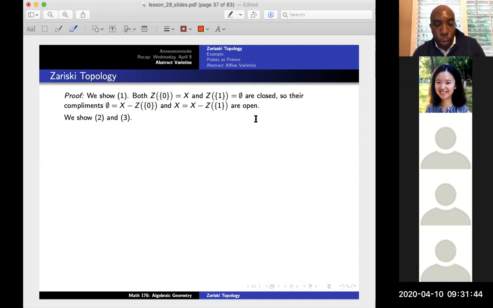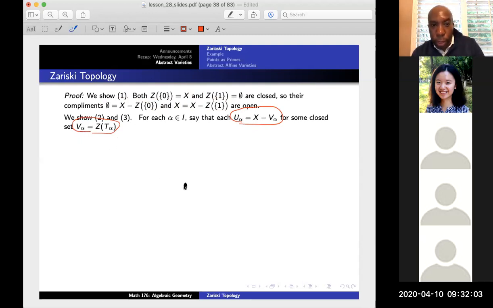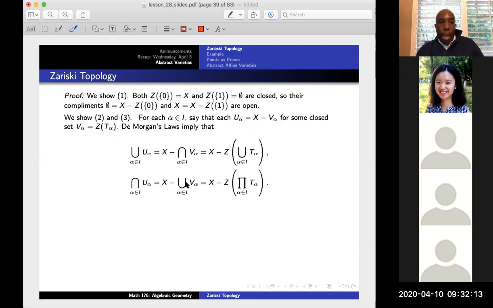Okay, so now let's try to show 2 and 3. This is the whole thing about looking at unions of open sets and intersections of open sets. So let's say that we have our open sets, U alpha, and we're going to write them as complements of these closed sets. So let's say that each U alpha is associated to some closed set V alpha, which is associated to some collection of polynomials, call it T alpha. Now I'm going to write down some weird identities, and this is related to what are called De Morgan's laws.